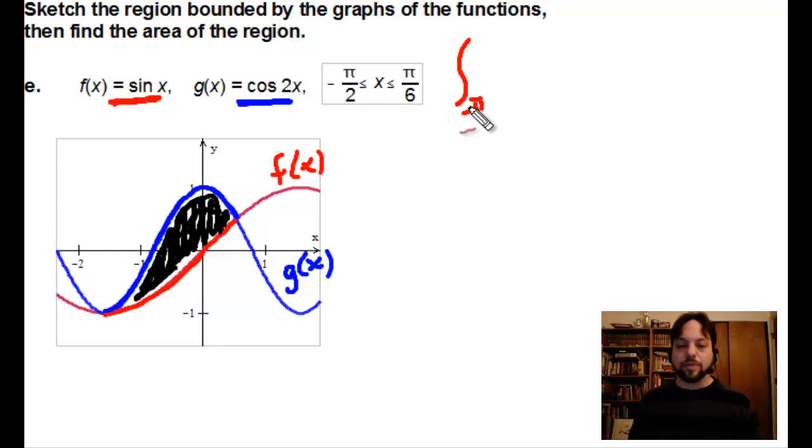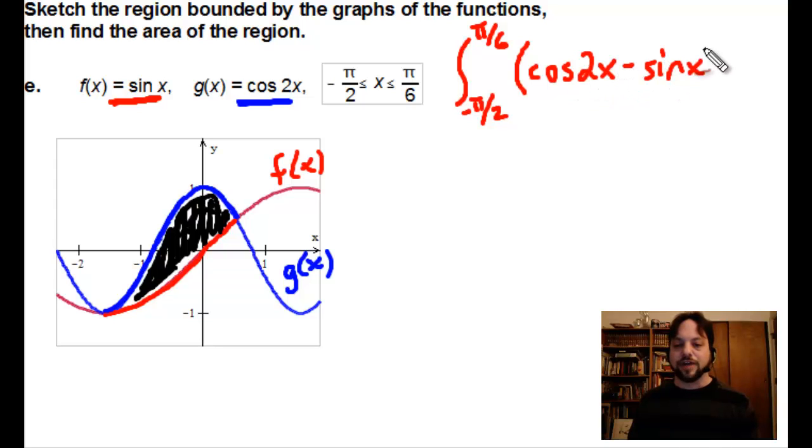We're told that our two bounds are negative pi over 2 and positive pi over 6. And as we discussed, the blue function is actually going to come first this time around. So we'll have the cosine of 2x subtracted by the sine of x dx. Now, I'm not going to go through the whole rigmarole of integrating this thing. You should be very familiar with doing that on your own by now.